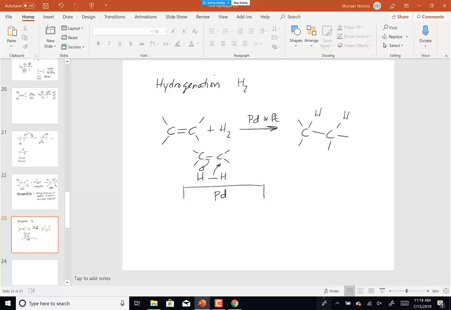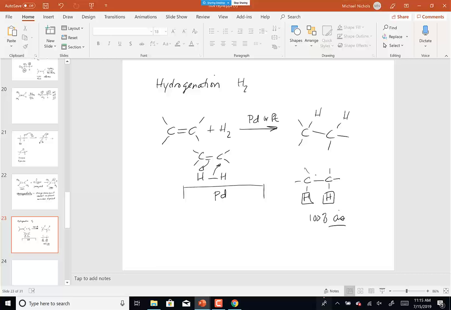But in the end, what happened? In the end, the two hydrogens added 100% cis. Could it be regioselective? No. Could it be stereoselective? Yes. It could be stereoselective if, when I do this reaction, I make a product with two chiral centers.